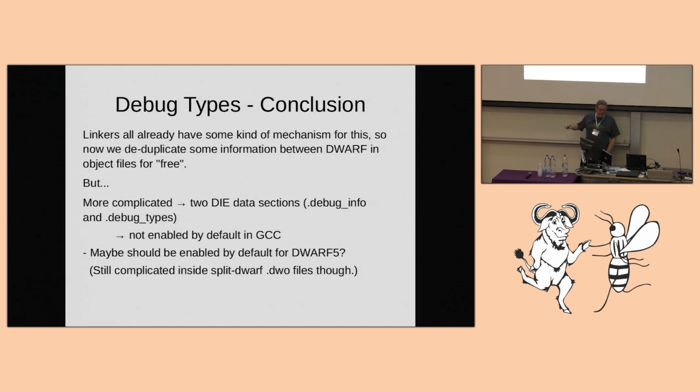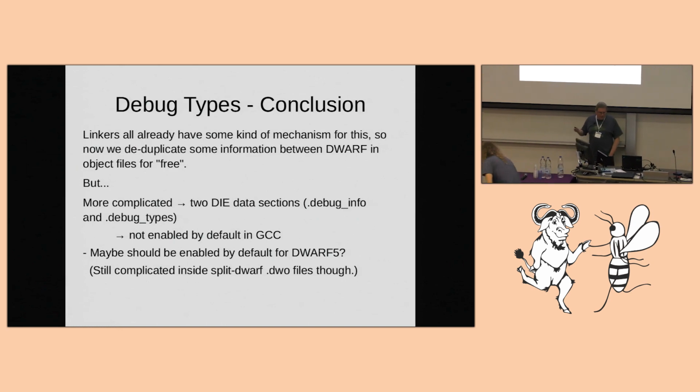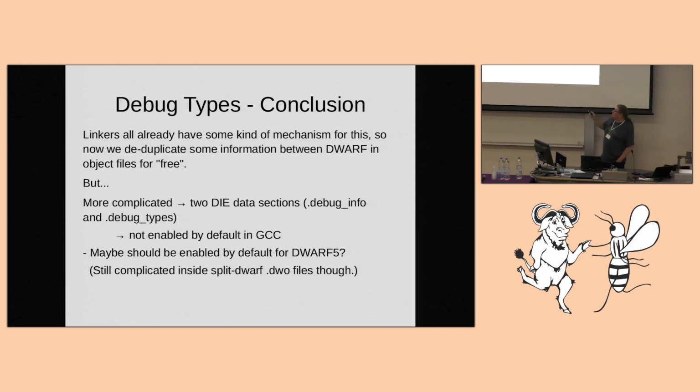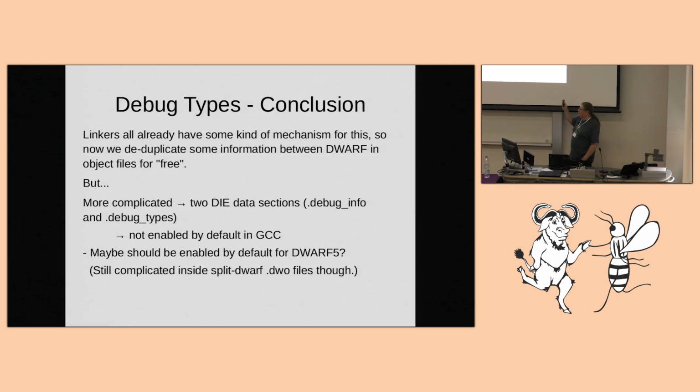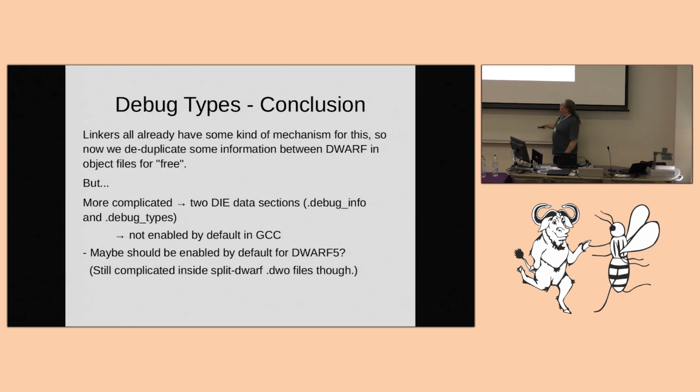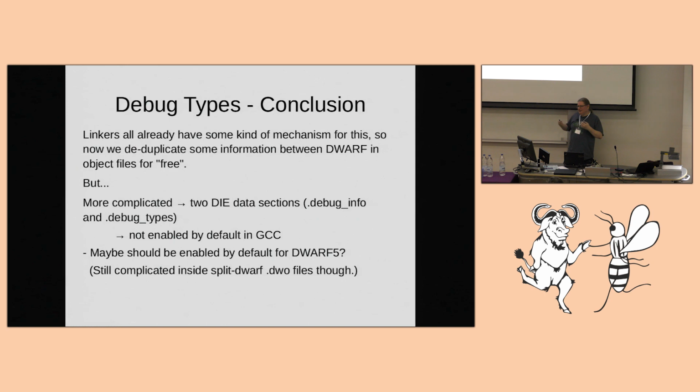DWZ is indeed a problem. It doesn't know about debug types, and interestingly enough, it makes the next thing we're talking about, split-dwarf, more complicated, because there you don't have a linker to combine the concatenated sections, so they just keep being in the split-dwarf.